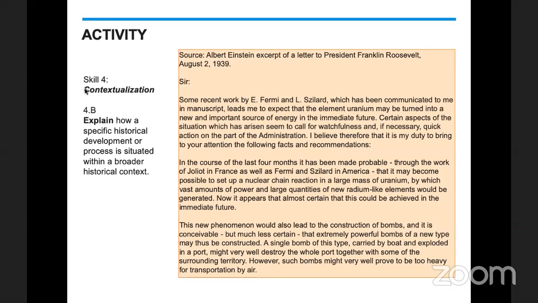So if you were to do this as a contextualization exercise, how could you explain this letter in the context of World War II and in the context that sets up what we're going to be talking about for the Cold War?